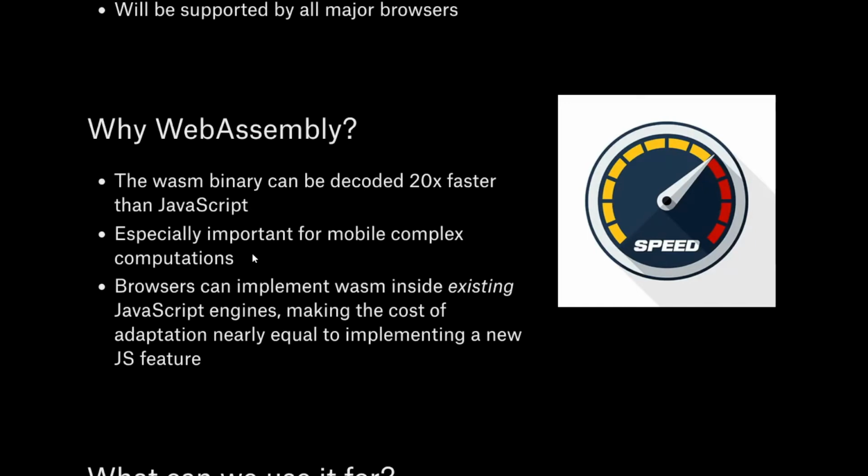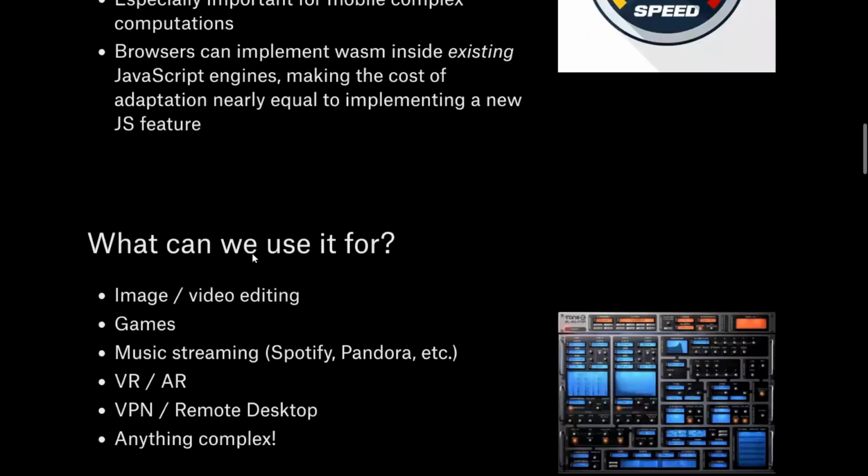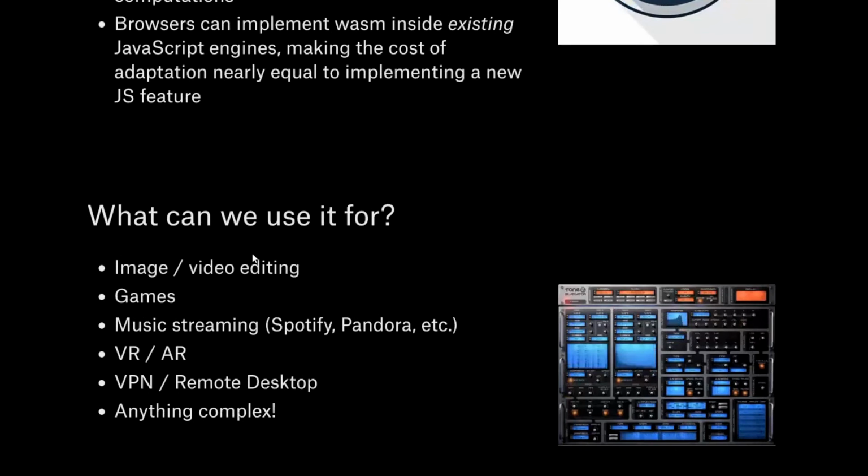Browsers can implement WASM inside existing JavaScript engines, making the cost of adaptation nearly equal to implementing a new JavaScript feature. And this is due to the part that your WebAssembly code is just exported as a JavaScript module that you would just use, just like you would npm or import Lodash from Lodash, right? You'd import your module from your module, and you'd just be able to use it just like anything else. Which is really neat, because then you can just frame it in as you need to.